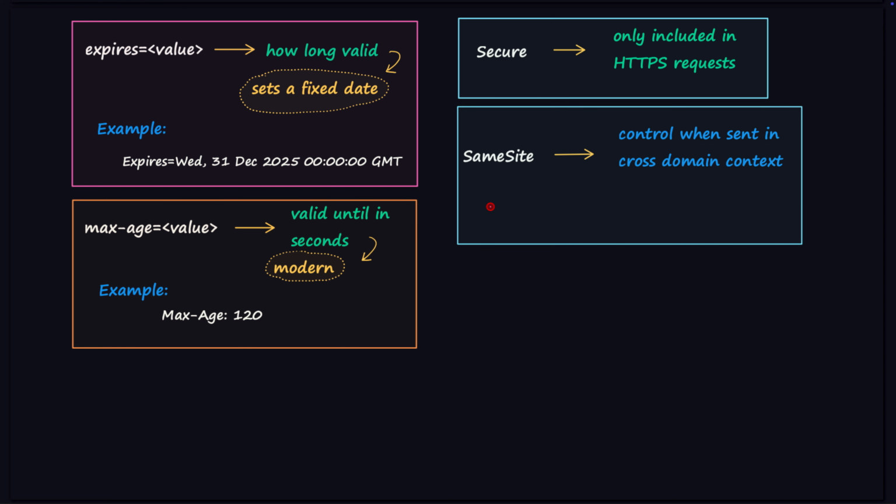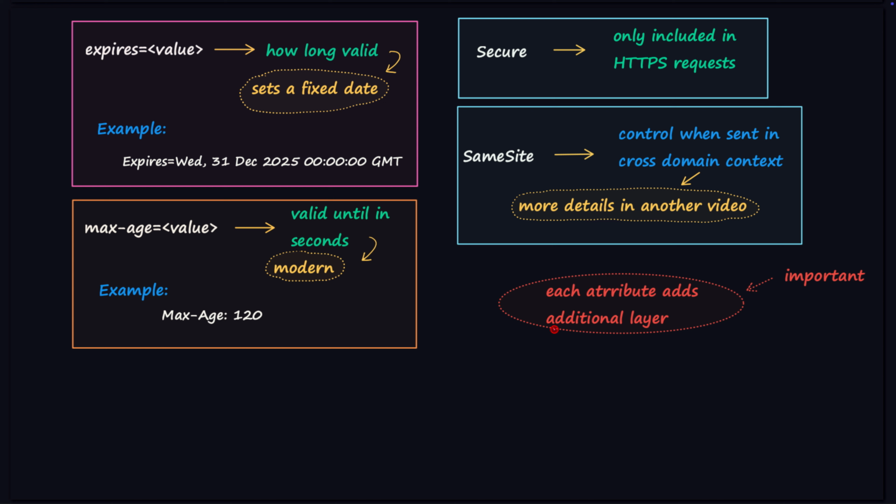Okay. The next one is something called same site, and this attribute controls when the cookie will be sent to the server in the cross-domain context. This is actually a little bit more involved, and I'll explain this in detail in the next video. But for now, this particular attribute controls when the cookie will be sent in the cross-domain context. So that is all we need to know for this one.